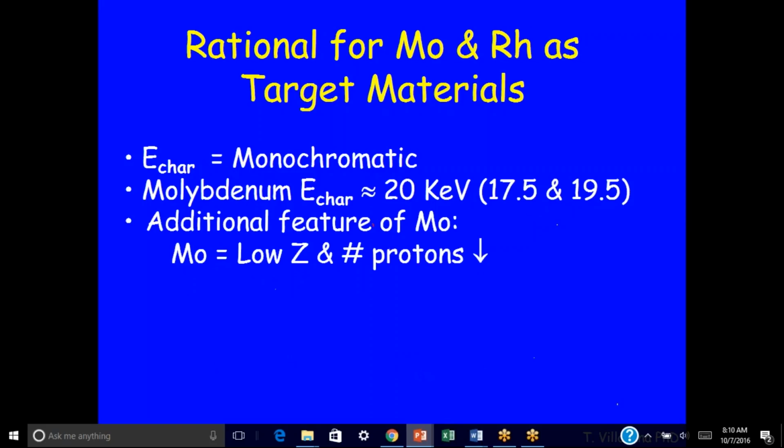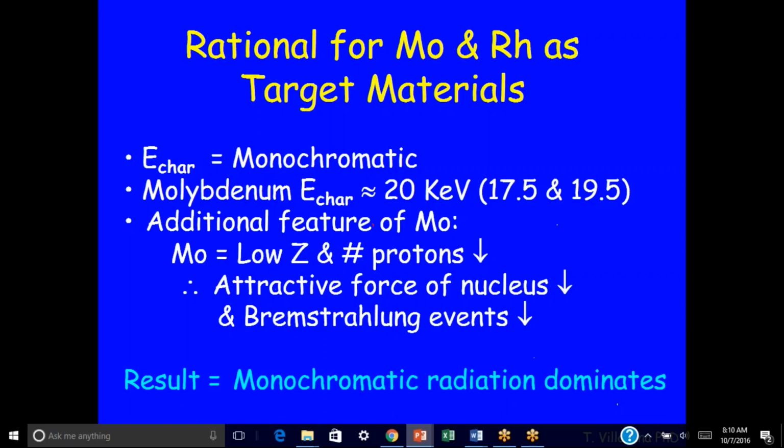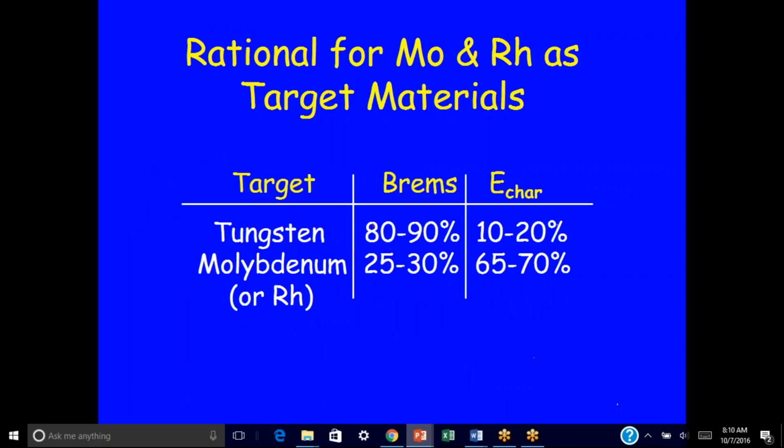But now we find an additional feature with the molybdenum. Not only will it give us monochromatic 20s, but because molybdenum is a low Z material, meaning it has very few protons in the nucleus. Remember that the proton number defines the atomic number. They're equal. Well, if you have fewer protons in the nucleus, there'll be a lower attractive force exerted on the incident electrons, and that was the mechanism of Bremsstrahlung. So, as a result, fewer Bremsstrahlung events. So now it turns out that characteristic radiation will dominate with the molybdenum.